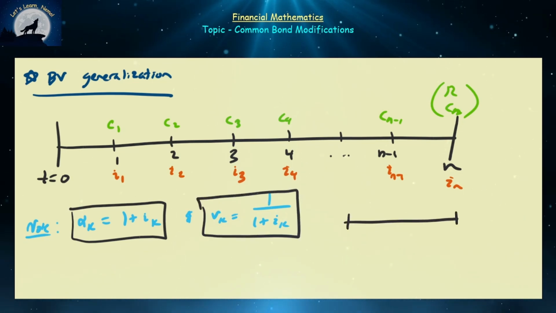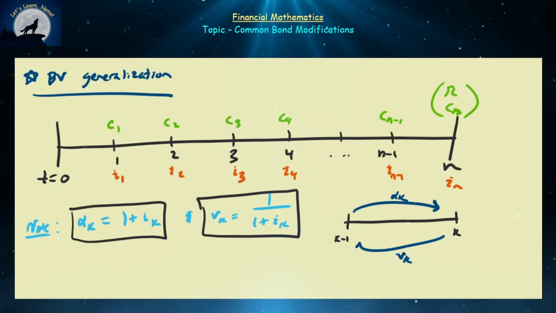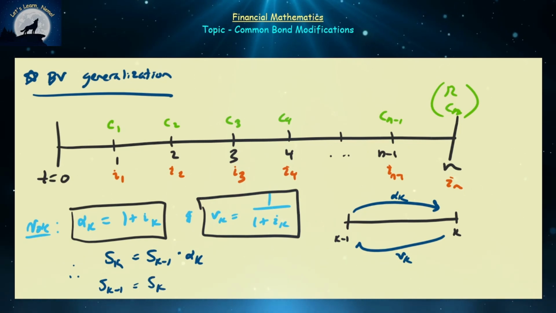So if we look at a particular timeline where time t is equal to k minus 1 and time t is equal to k, to get from k minus 1 to k, that's going to be under alpha k, and to go from k to k minus 1, so backwards in time, that's going to be equal to nu k. So from an accumulated perspective, s_k will be equal to s_(k-1) times alpha k, and then s_(k-1) will be equal to s_k multiplied by nu k. All of those things are equivalent.